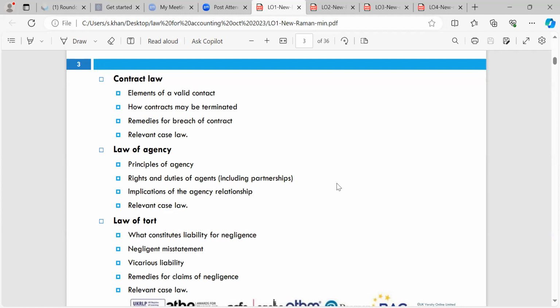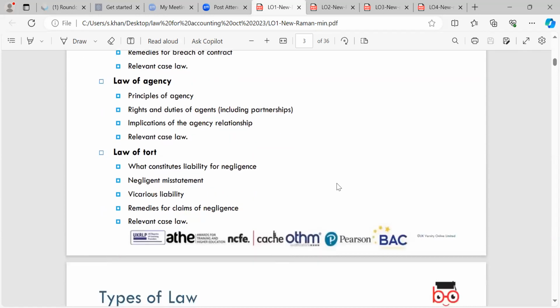We then went on to look at the law of agency. So we looked at principles of agencies, rights and duties of an agent, including partnerships, implication of the agency relationships, and we looked at case law in regards to that. Then we identified law of tort and what constitutes liability for negligence. What is negligence?